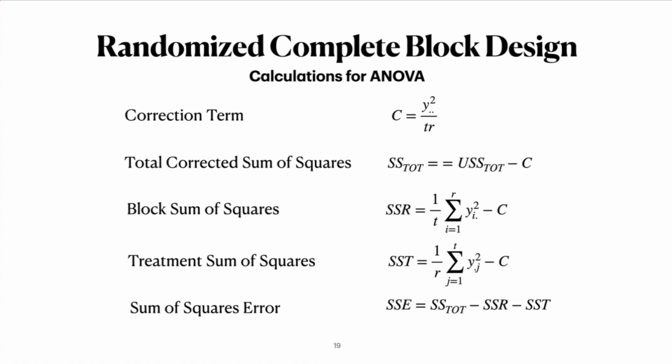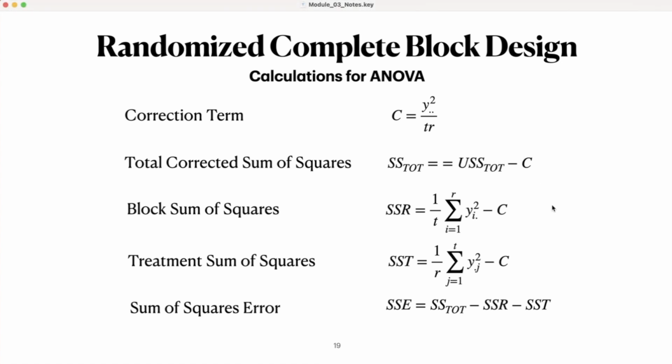Now, once we have the correction term, then it's very easy to calculate the total corrected sum of squares. We just subtract the correction term from the total uncorrected sum of squares, which is one of the summary values provided in that summary table.